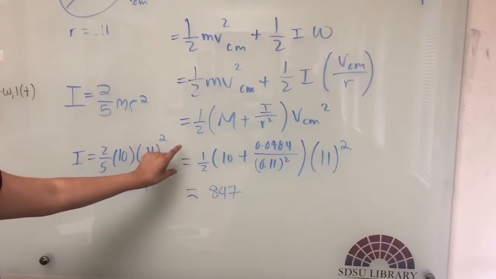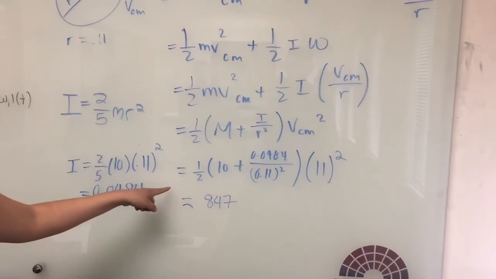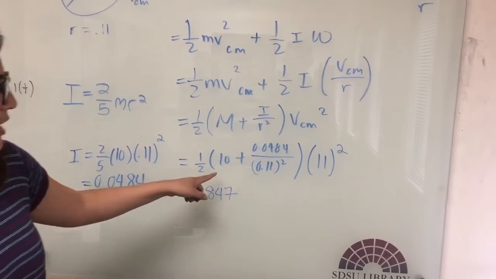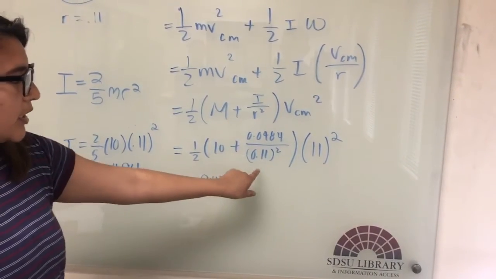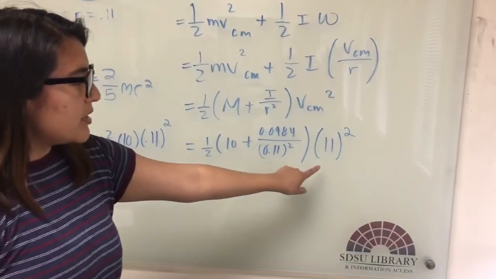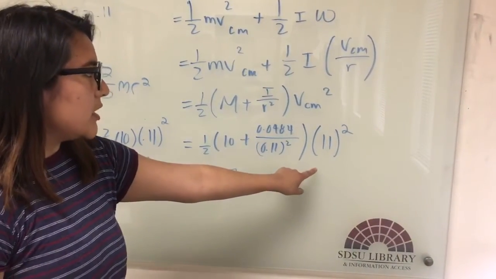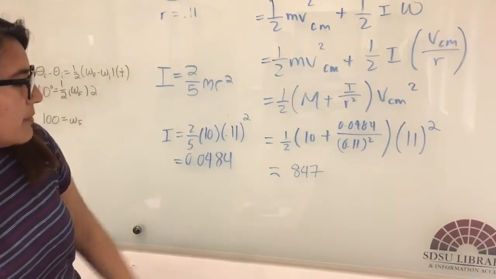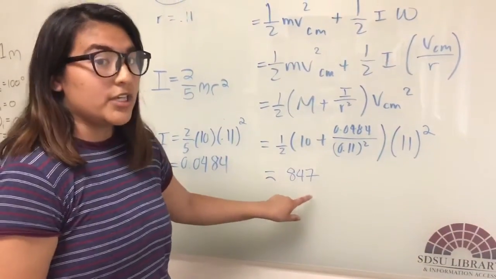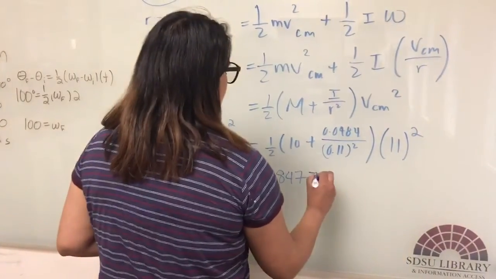And if we plug that into the energy equation, we get 1/2 times 10 plus 0.0484 over 0.11 squared times 11 squared, which is the velocity of the center mass squared. And then we end up getting 847 joules as our answer.